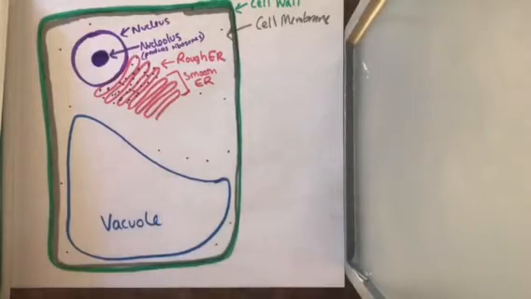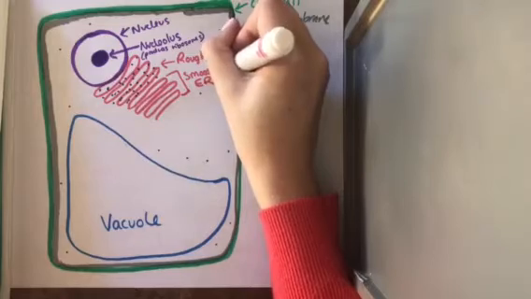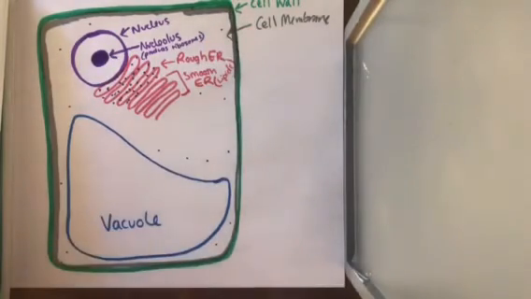This smooth ER actually transports lipids. So I'm going to put that in parentheses. One way you can remember that is if you put a lipid like oil or butter on your hands, they're going to become very, very smooth. So the smooth ER is going to transport those lipids.